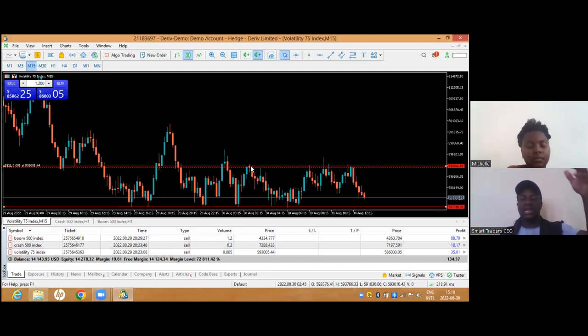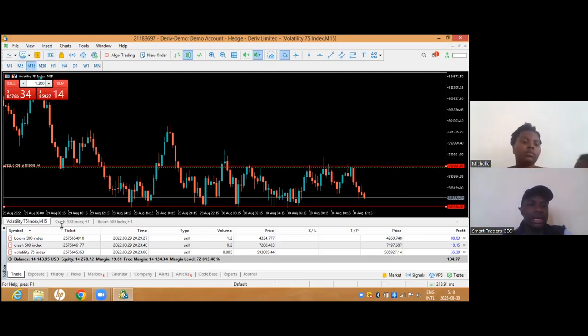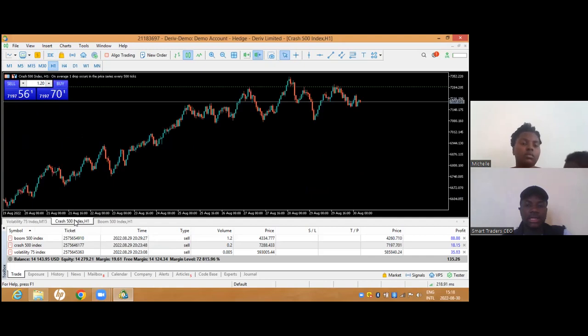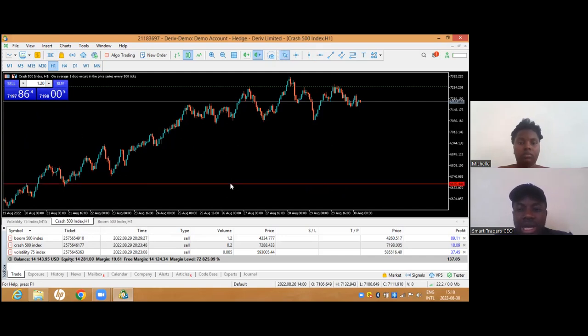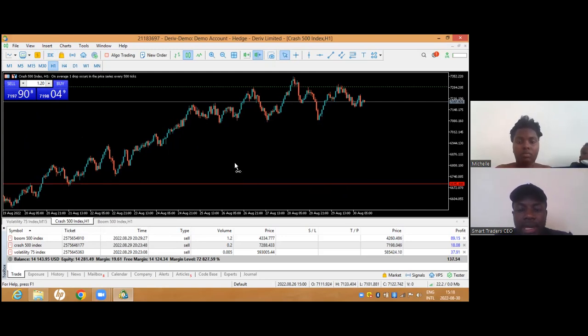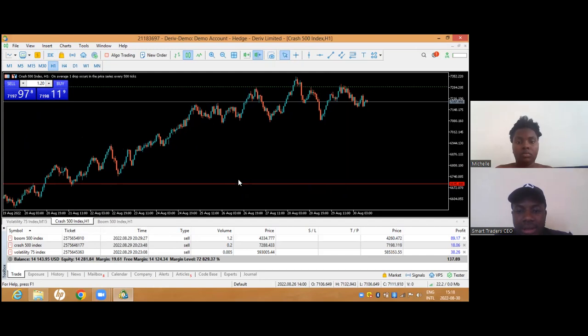Yeah. So you can even go to Crash 500 and draw support and resistance. Go to Crash 500. So this is Crash 500. Take your horizontal line. Put it on your screen. Push it up. Double click it first, then you drag it. Push it up.